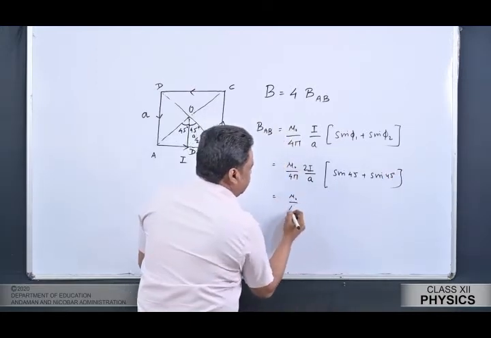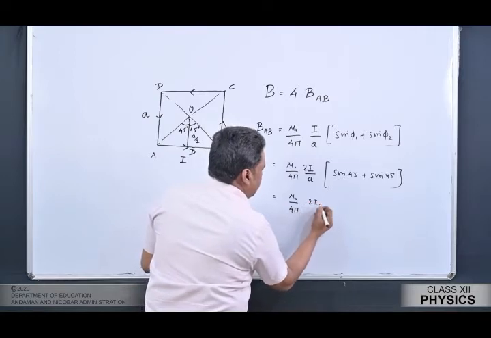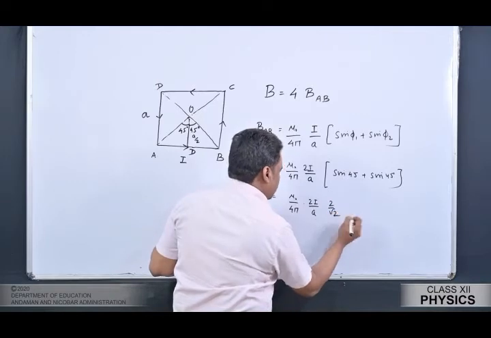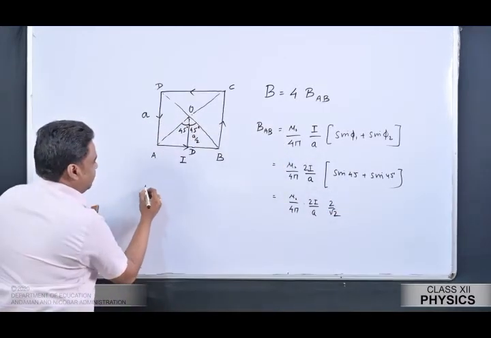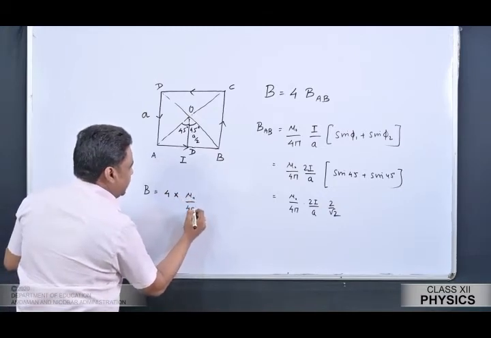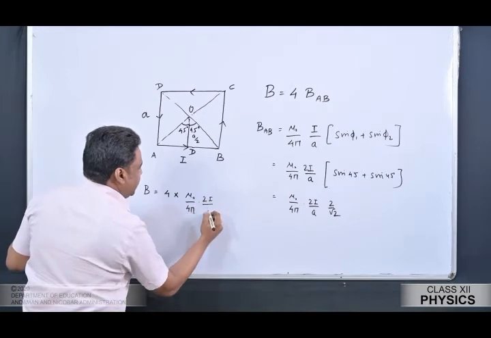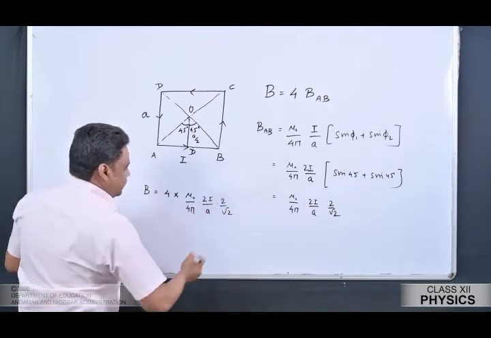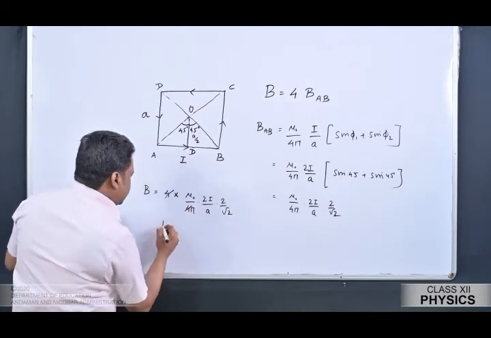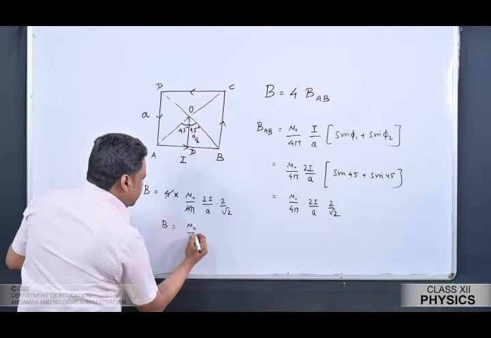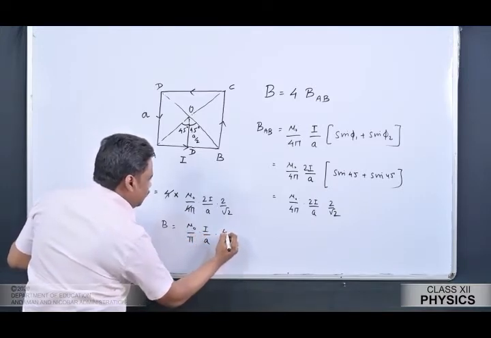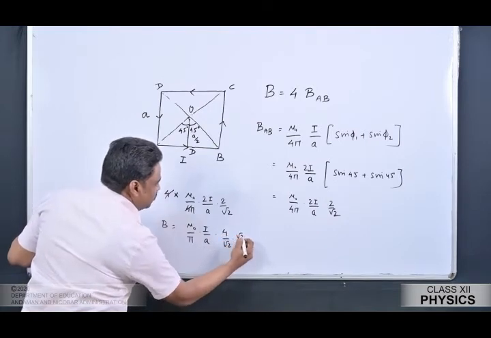Once again, it is mu naught by 4 pi, 2I by A. Sine 45 is 1 by root 2, plus 1 by root 2 is 2 by root 2. And the total magnetic field is 4 times this value, that is mu naught by 4 pi, 2I by A into 2 by root 2. And do the simplification, you are able to see this 4 cancels off. So what I'm going to get is B is equal to mu naught by pi, I by A, 4 by root 2, that is 2 root 2 by root 2.